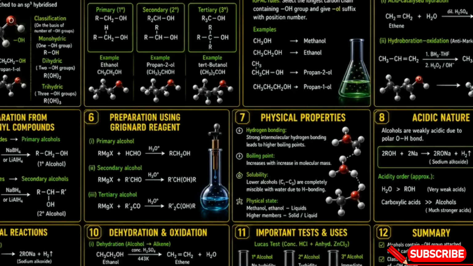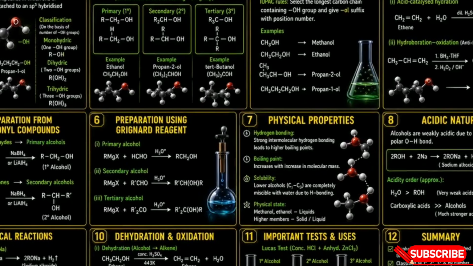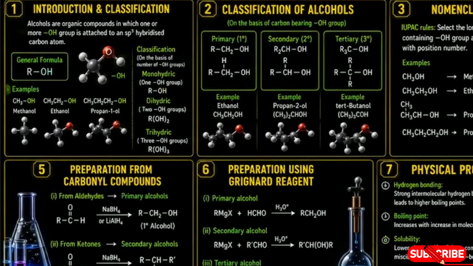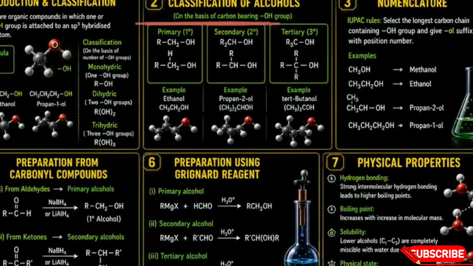If we look at this reference chart, the top right panel shows the IUPAC naming rules for these molecules. We select the longest carbon chain containing the hydroxyl group, drop the standard E ending, and add the suffix OL, turning methane into methanol, or ethane into ethanol. Chemists classify these structures first by quantity. Looking to the left panel, if a molecule has 1 hydroxyl group, it's monohydric, 2 makes it dihydric, and 3 makes it trihydric. But the second classification method is much more critical.